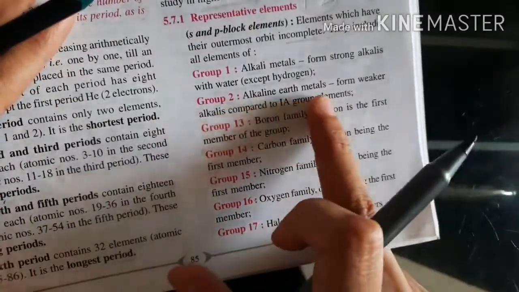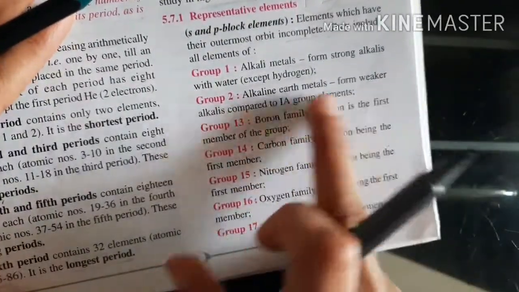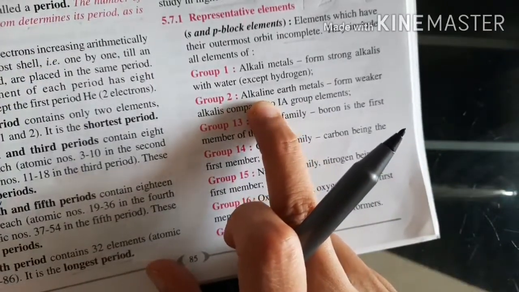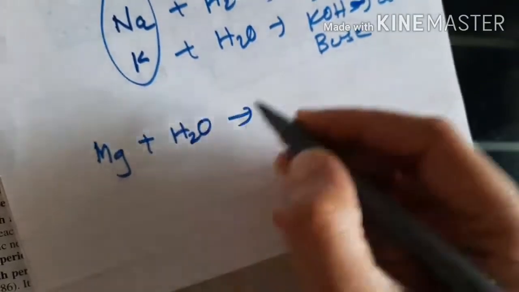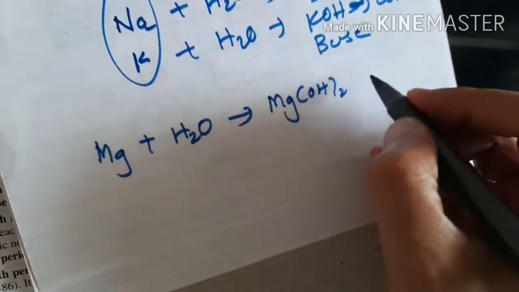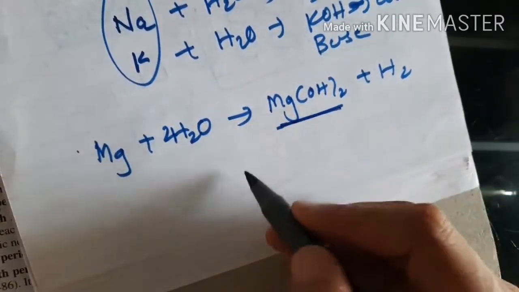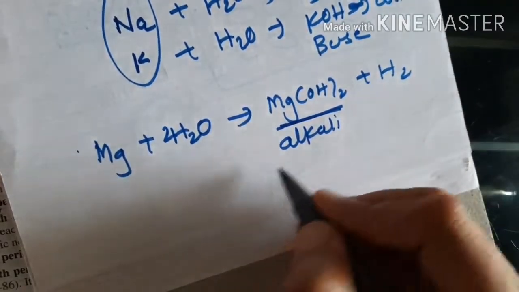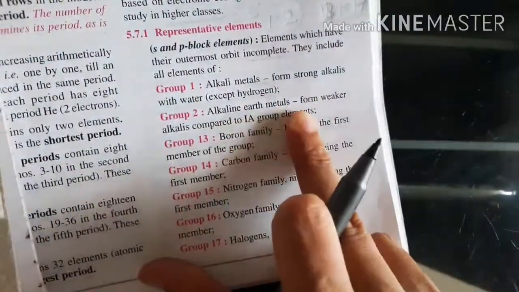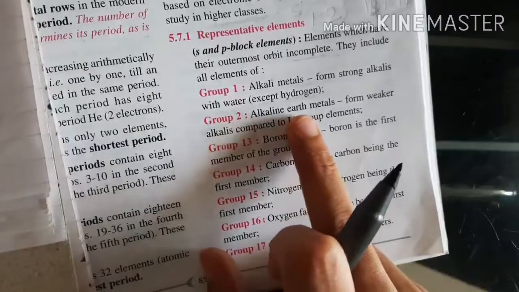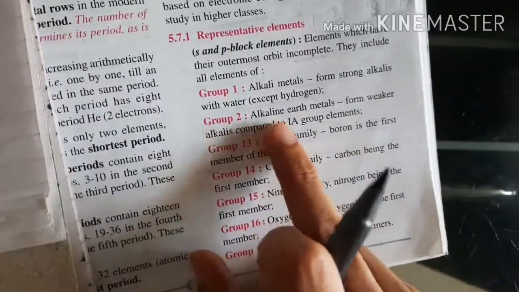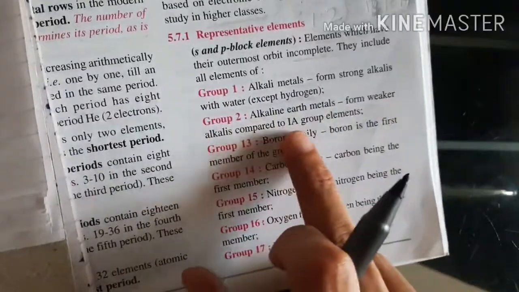Now the group 2 alkaline earth metals form a weaker alkali compared to the first group. Alkaline means alkali, but a weak alkali, a weak base. For example, I am taking magnesium, Mg. When Mg reacts with water, it converts into Mg(OH)2 plus H2. So here you balance it, like this. This is the way they form an alkali, but it is a weak alkali. That's why it is called alkaline earth metal: beryllium, magnesium, calcium, strontium, all these metals are found in the earth's crust. So they form a weaker alkali compared to the first group elements.